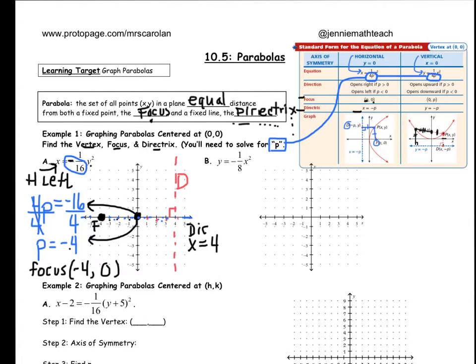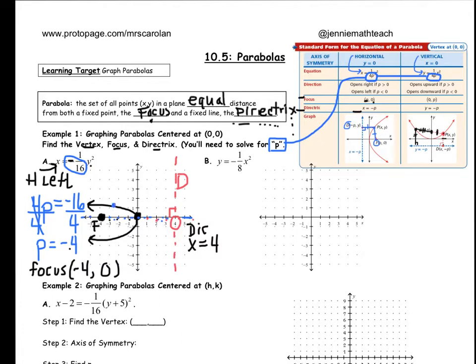Another easy way to get the equation of the directrix is to look at what number your line goes through. See how it goes through 4 on the x-axis? So there's your equation, x equals 4. So now we have all the information we need. We just need to make sure that our parabola looks appropriate.